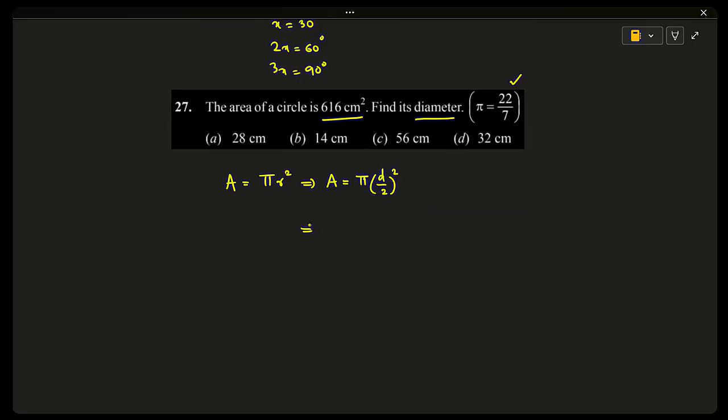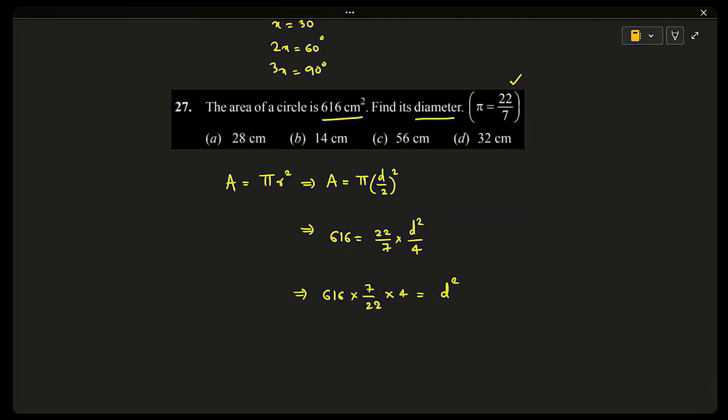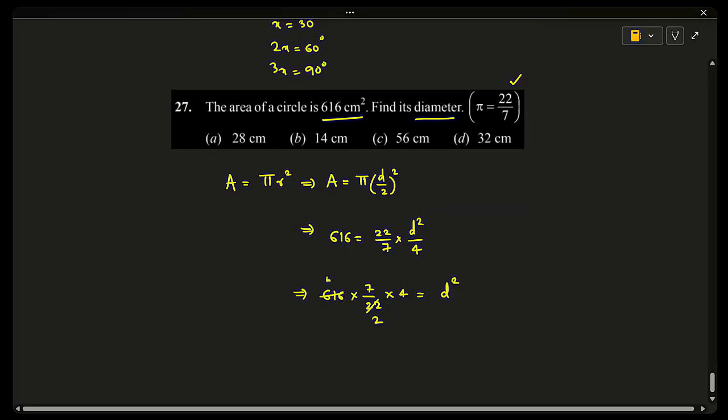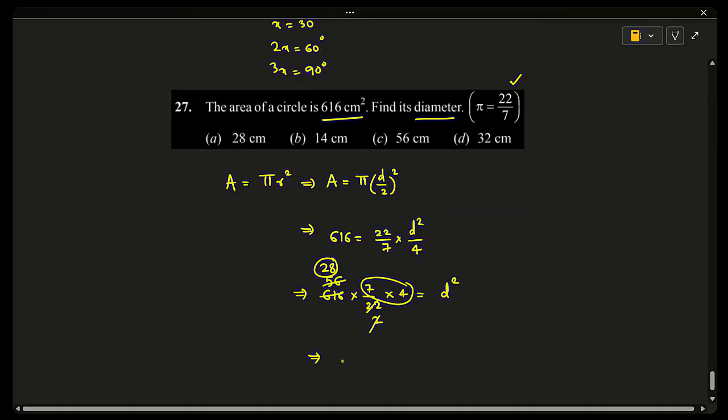So substitute here. Area is given 616. Pi they're asking us to use 22 by 7. And d by 2 whole square, we can write d square by 2 square. 2 square is 4. So directly we get the value of d. So transpose everything to the left. 616. 22 by 7 is going to become 7 by 22. 1 by 4 is going to become 4. That is d square. Now let us simplify this. 11 2s are 22, 11 5s are 55, 11 6s are 66, and 2 into 28. So 28 and 7 into 4 is 28. 28 into 28 is 28 square. So d square is equal to 28 square. D is going to be 28 centimeters. Option A.